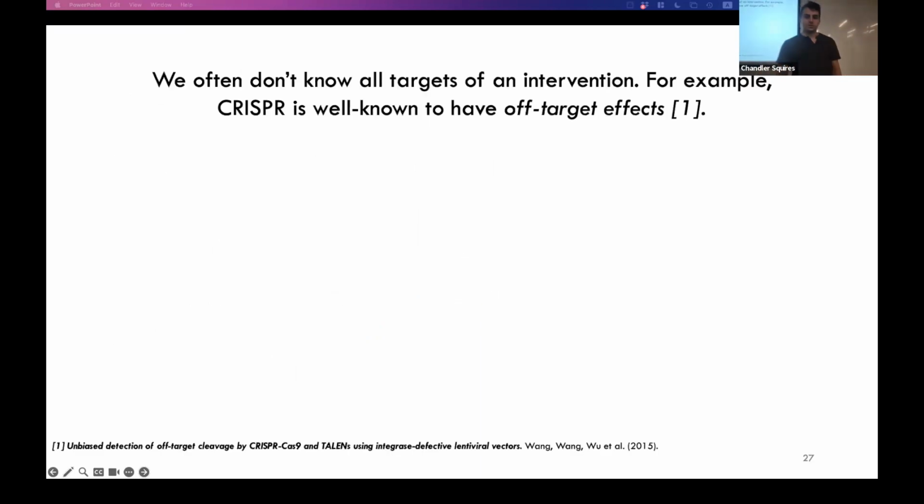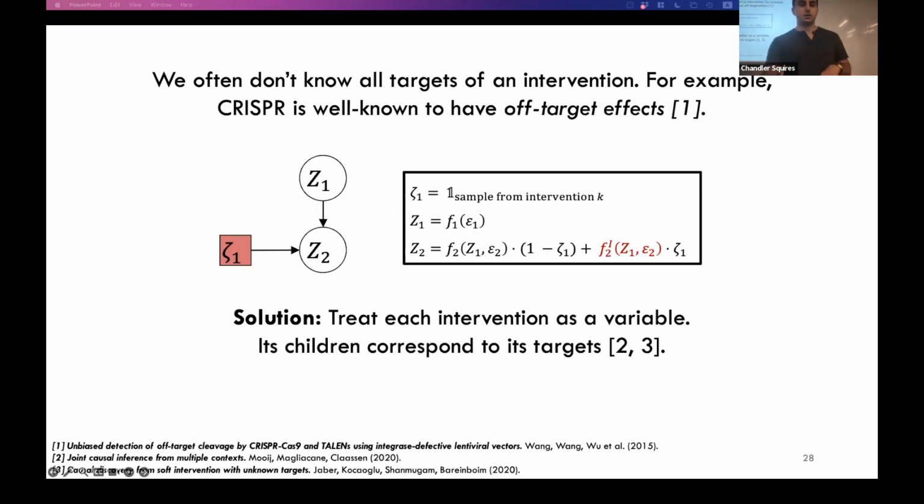So you noticed I was saying that we had a set of known intervention targets there, but in reality, we often don't know all the targets of the intervention. Really what brought us to this work was thinking about CRISPR, which is well known to have off-target effects. So direct effects on genes that the technology was not designed to have a direct effect on. We might not know which genes they're targeting.